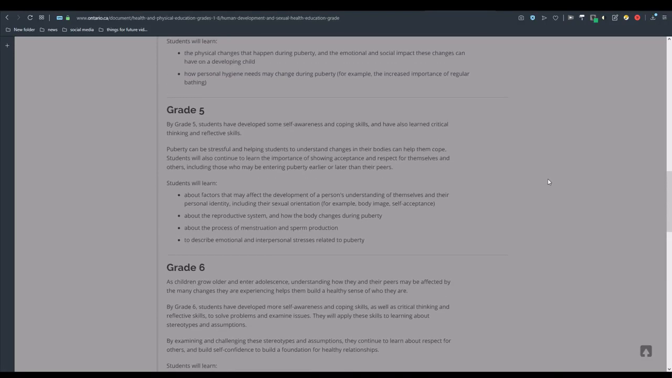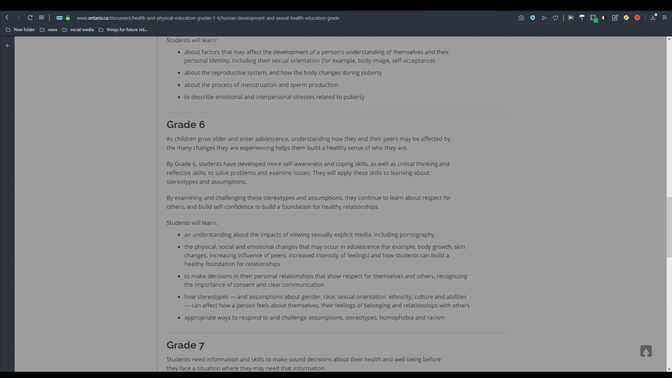Now, in grade 5, they're going to be learning about factors that affect a person's sense of self. They're going to be learning about the reproductive system, menstruation and sperm production. They're going to learn to describe emotional and interpersonal stresses related to puberty, and how to respond to online threats to personal safety. They're going to learn the short and long-term effects of alcohol use. They're going to learn, and this is a quote, refusal skills. The website doesn't exactly elaborate on that, so I have no idea what that's supposed to be. They're also going to learn about deciding to use weed or alcohol.